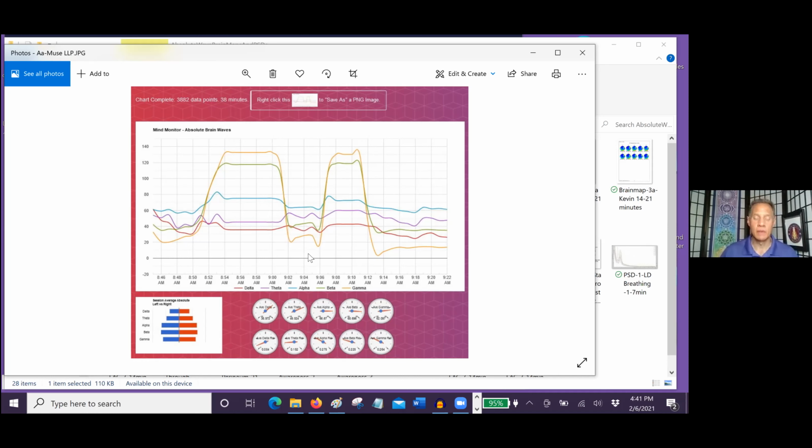And then out of the stillness, there's an expansion into feeling the whole space, the infinite space of awareness. So this again is a very highly lit, energized, expansive feeling, and at least on Muse, it shows as a gamma over beta at the top.